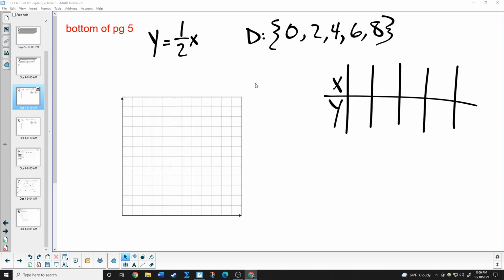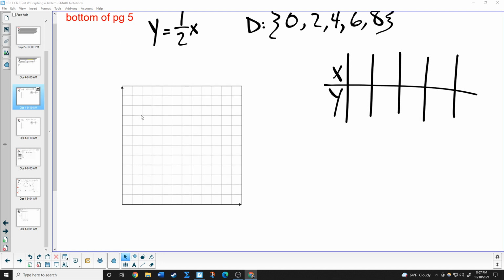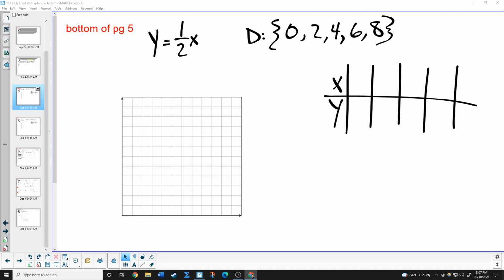All right, everyone, we're going to go ahead and learn how to graph using a table today. So we're going to graph a function, in this case, y equals 1/2 times x, with a given domain of 0, 2, 4, 6, 8. So you can look to the bottom of page 5. You're going to see a graph there as well as a little bit of the table.